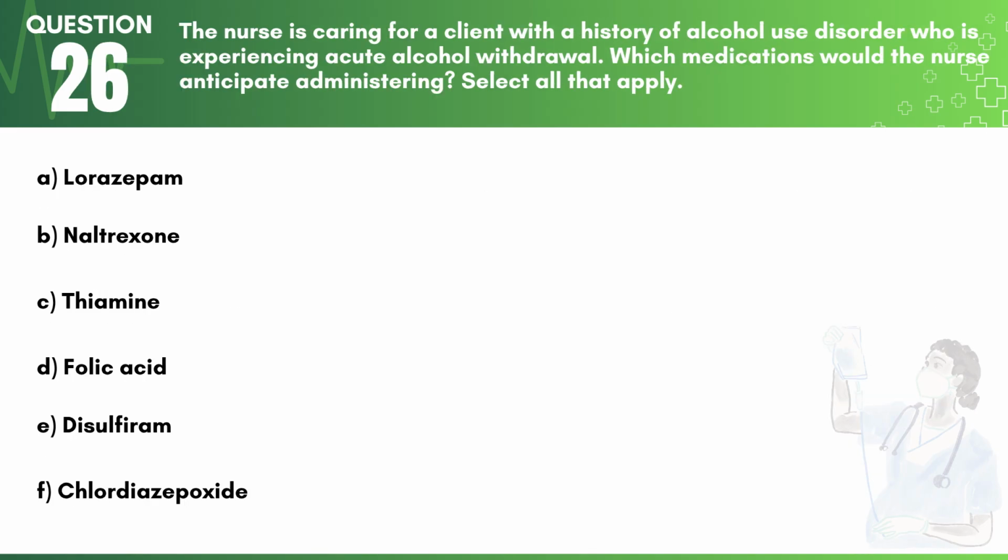Question 26. The nurse is caring for a client with a history of alcohol use disorder who is experiencing acute alcohol withdrawal. Which medications would the nurse anticipate administering? Select all that apply. A. Lorazepam. B. Naltrexone. C. Thiamine. D. Folic acid. E. Disulfiram. F. Chlordiazepoxide.